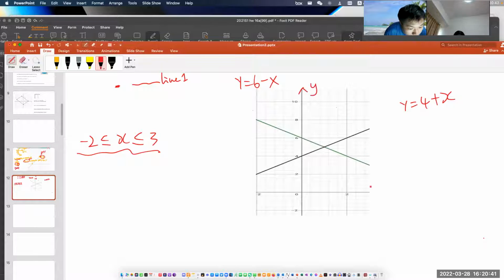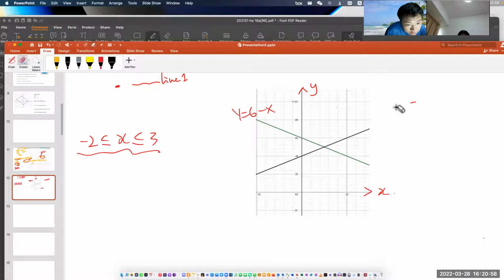So just tidy it up a little bit. Are you clear? So this is what you are supposed to show. This is y equals 6 minus x, and then this is your 4 plus x.